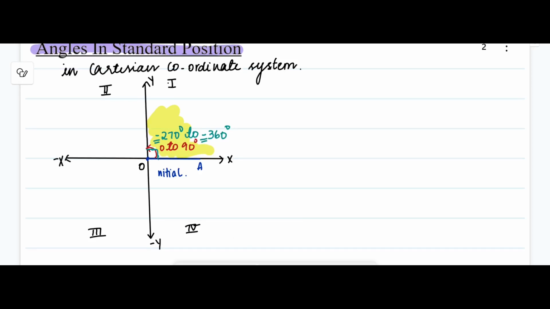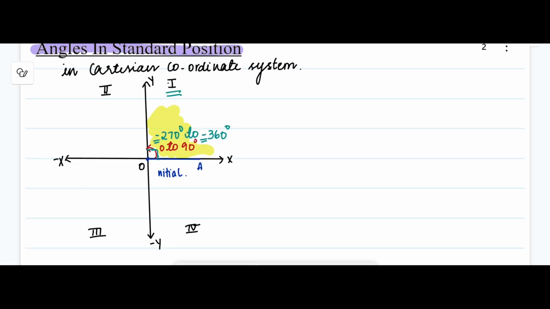In the first case we have seen it rotating in an anti-clockwise direction. In the second case, that is in green, it is rotating in a clockwise direction. So all the angles from 0 to 90 degrees and from minus 270 degrees to minus 360 degrees are said to fall under the first quadrant.